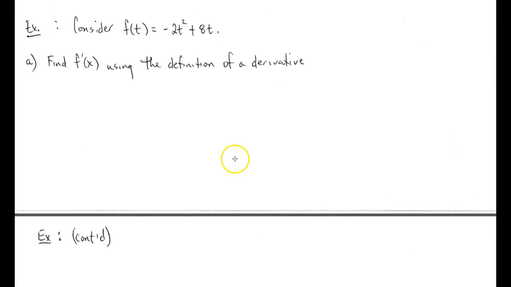And so we want to consider the function f of t, which is negative 2t squared plus 8t. And we want to find out what is the derivative of the function using the definition of a derivative. All right, so the first thing that I want to do is make sure that this gets fixed here. So this says f prime of x, but it should actually be f of t. So I'm going to go ahead and change that now.